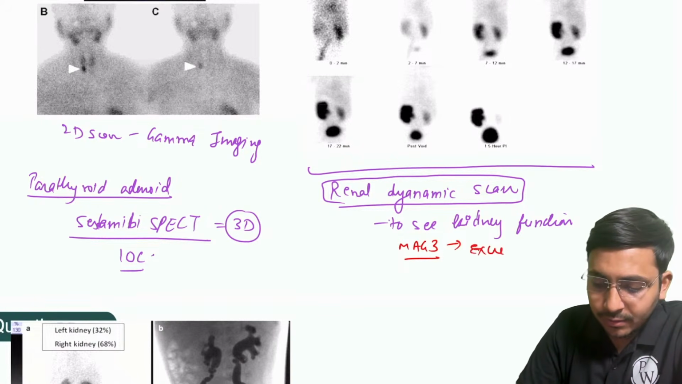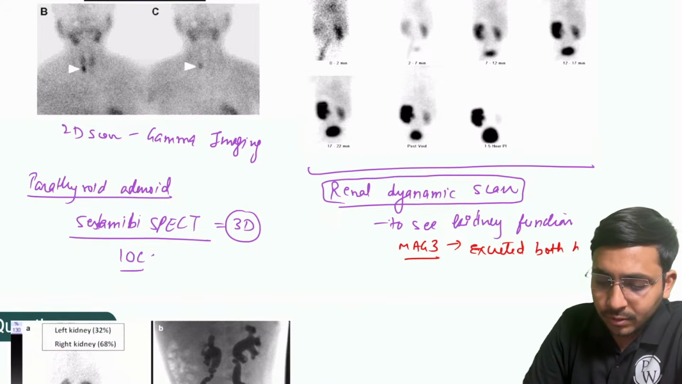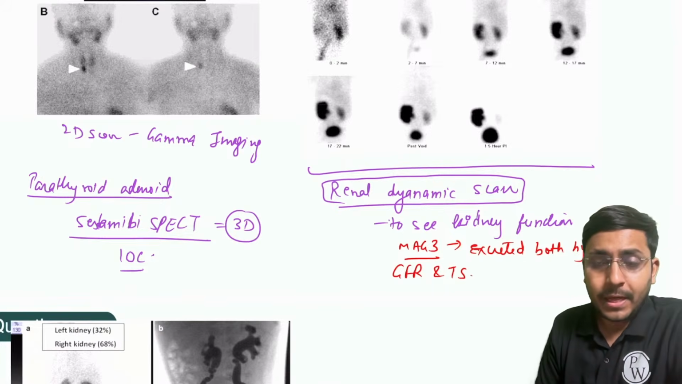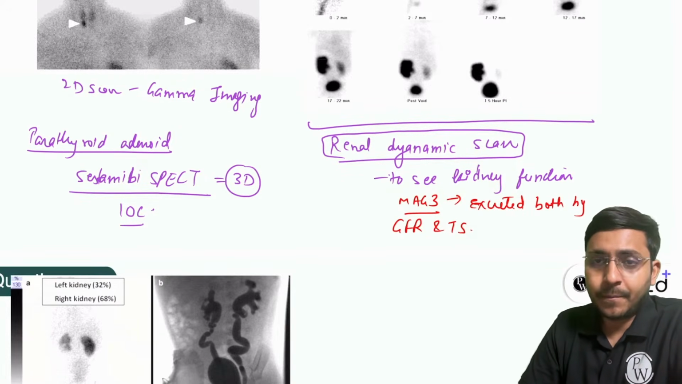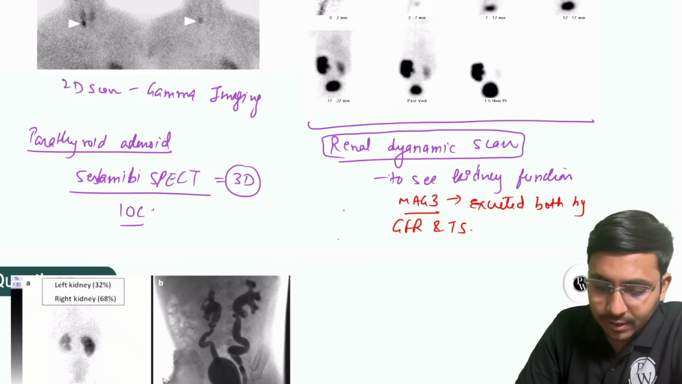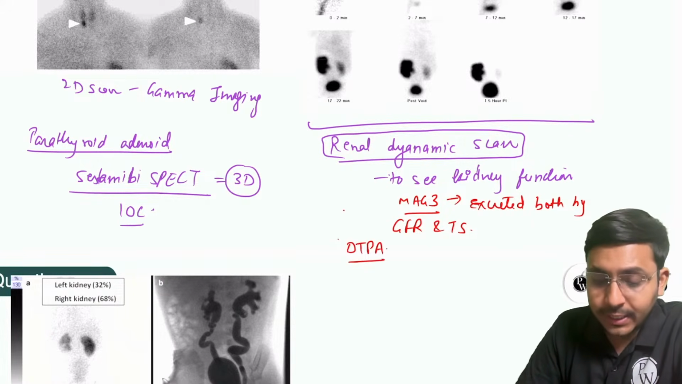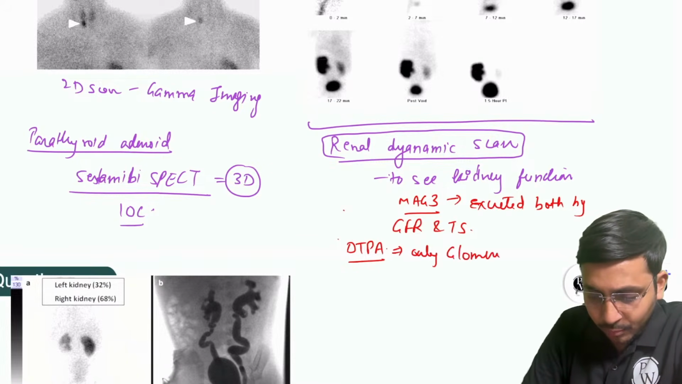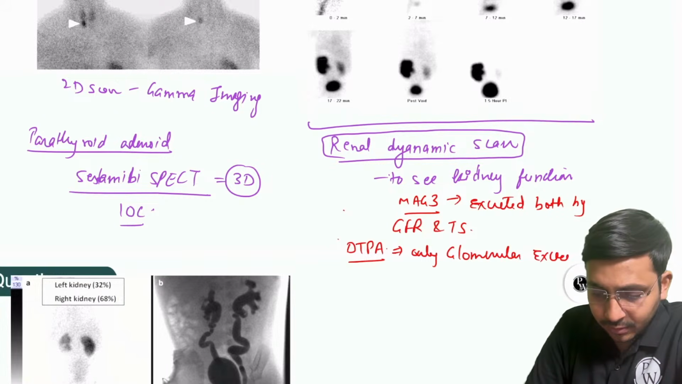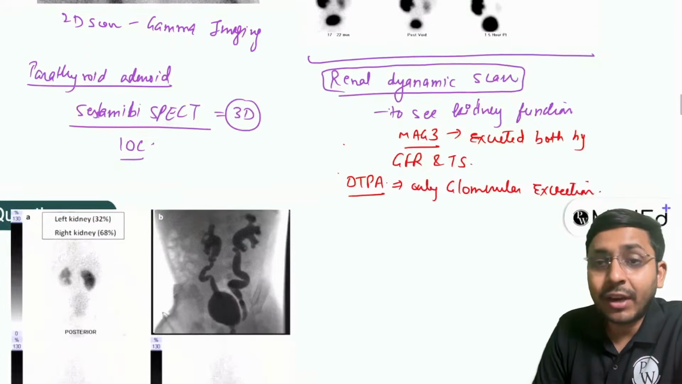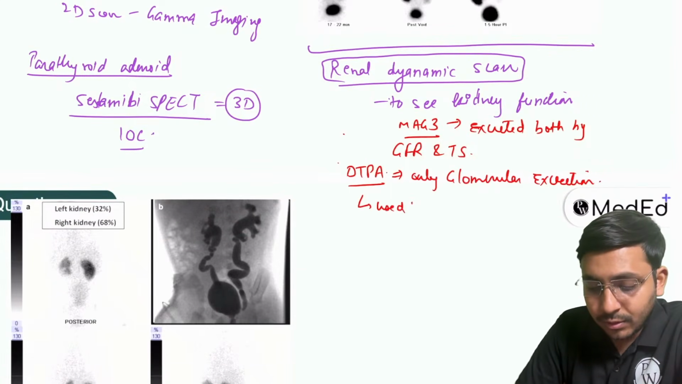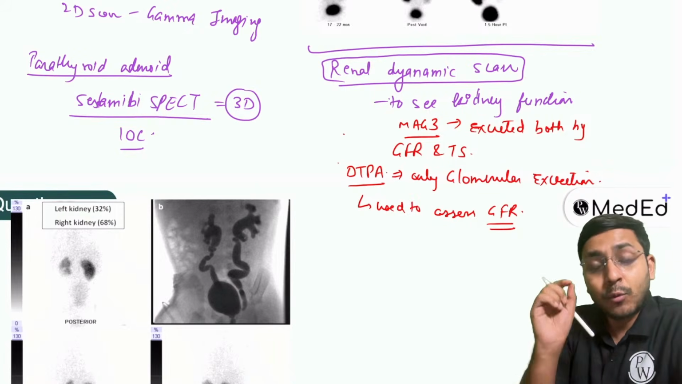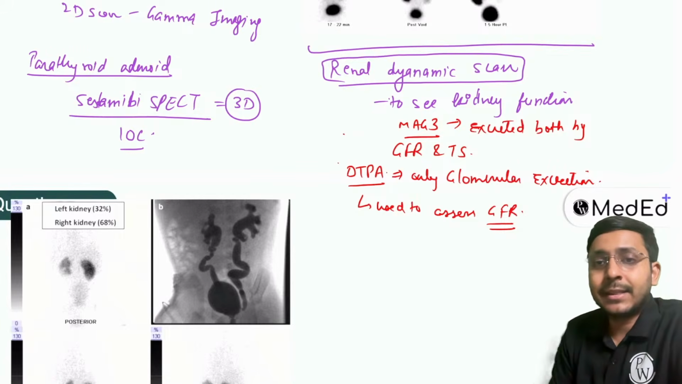is excreted both by GFR, glomerular filtration, and tubular secretion. So it tells you about the overall renal function. And दूसरा कौन सा होता है? दूसरा हम यूज करते हैं DTPA कंपाउंड. DTPA has only glomerular excretion. So it is not used to see kidney functions. It is only used to assess GFR. ठीक है, बट अगर आपको ओवरऑल किडनी फंक्शन देखना है तो यू यूज अ MAG3.